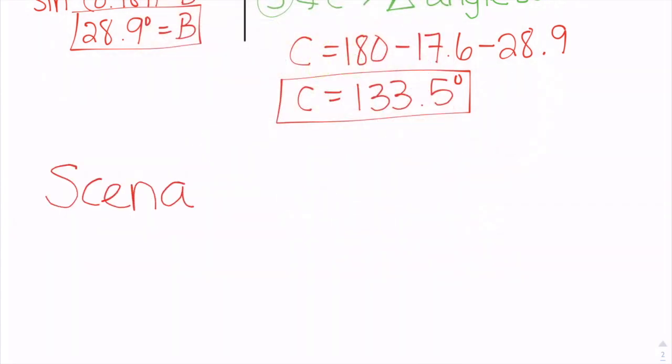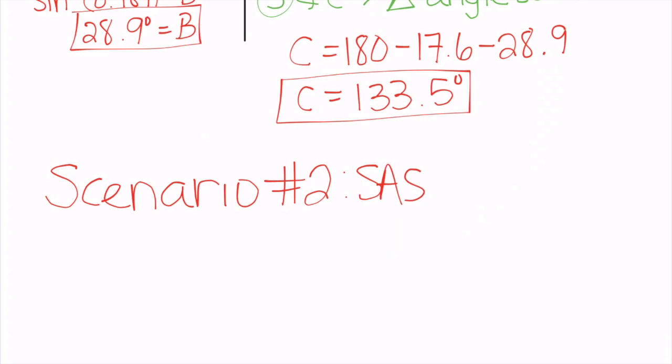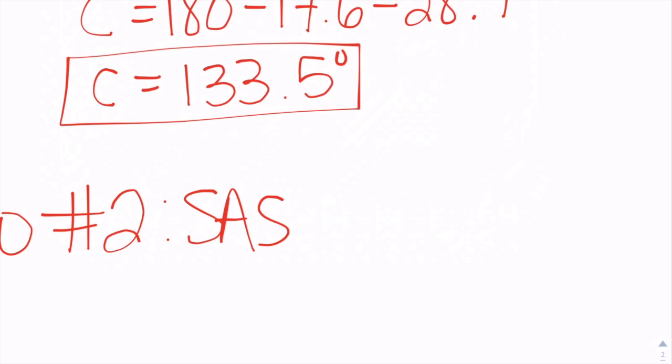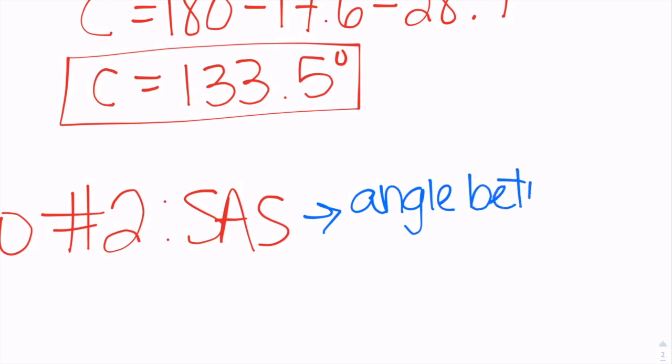So now we're going to move on to scenario 2. And scenario 2 is side angle side. And side angle side is when you have an angle between two sides.